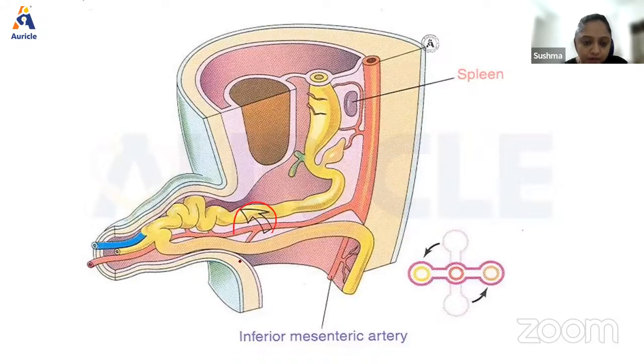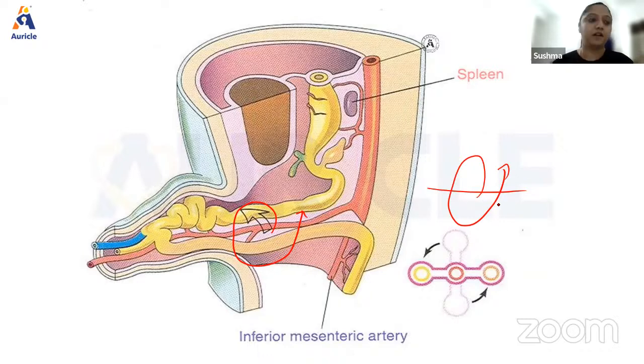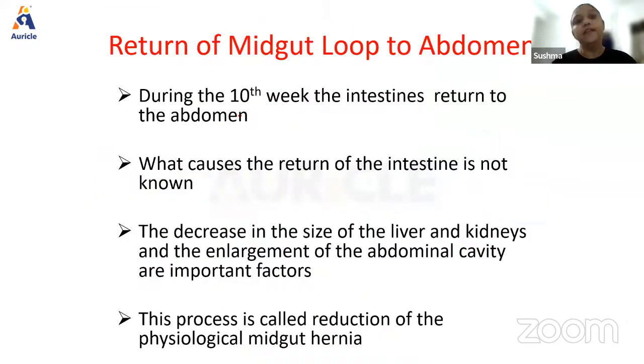You can see it is rotating like this. The rotation is actually like this around the superior mesenteric artery. Okay, yes. Next. Then, how does the midgut loop return back to the abdomen?